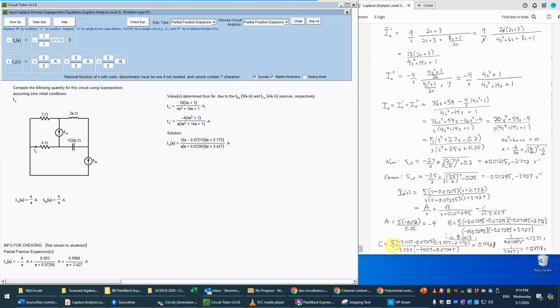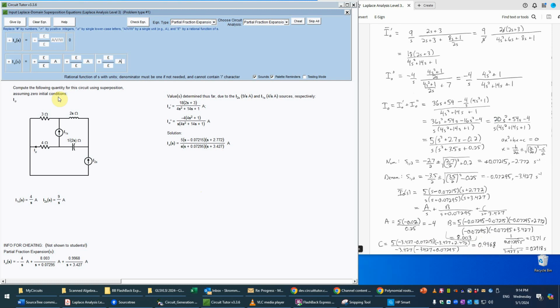And so then we have the 5 times that negative 3.427 minus this constant, and then the next one, again, put in the s, that same value, plus this constant, and then we put in the s value down here, and then the s value in this term, which is the one that survives, plus that constant, and this one is gone because it canceled. And then we just do the arithmetic there, and that constant works out to 0.9968.